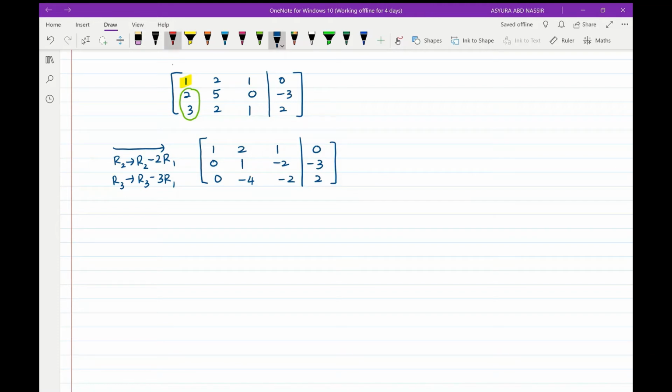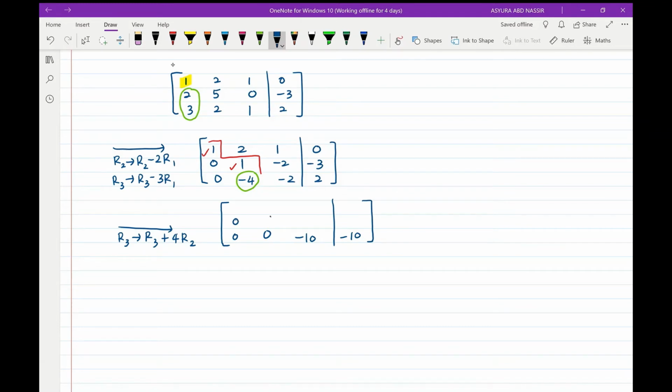Next, continue. Check your ladder. We have the ladder here, 1 here and 1 here. So continue, you will make your value below the leading one 0. To make it 0, it will be R3 plus 4 times the leading one in that column. The leading one in the column is in row 2. Now you will have 0, negative 4 plus 4 is 0, negative 2 minus 8 is negative 10, and 2 minus 12 is also negative 10.